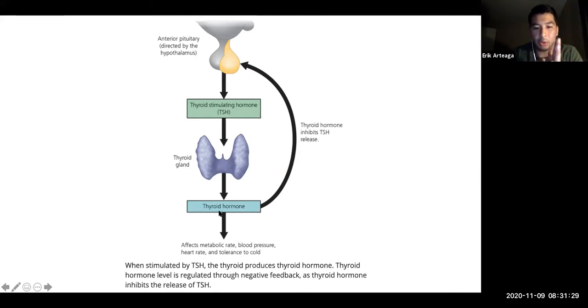So the thyroid hormone is actually an antagonist of TSH, the thyroid stimulating hormone. Okay. So more thyroid hormone, less thyroid stimulating hormone is going to be secreted. So it's a negative feedback loop shown here, right? So more thyroid hormone, less TSH. Okay. So when stimulated by TSH, the thyroid produces thyroid hormone. Thyroid hormone is regulated through negative feedback, as thyroid hormone inhibits the release of TSH. Okay.